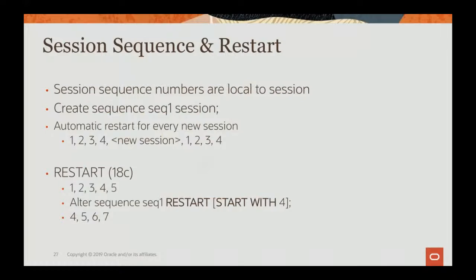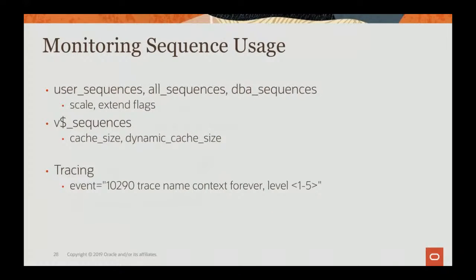But you also have the option of specifying a specific integer at which to restart. The only requirement is that this integer must satisfy the sequence's constraints. I'm only referring to the new ones that were more recently added. The scale and extend flags that we've discussed for scalable sequences are part of this table. All currently used sequences can be monitored with the V$ and GV$ sequence views. So again, I'm only referring to the columns that were more recently added.